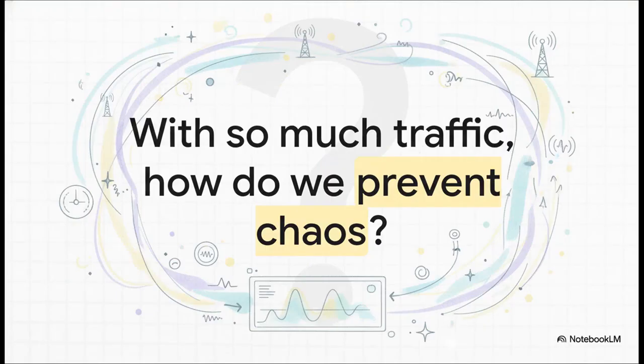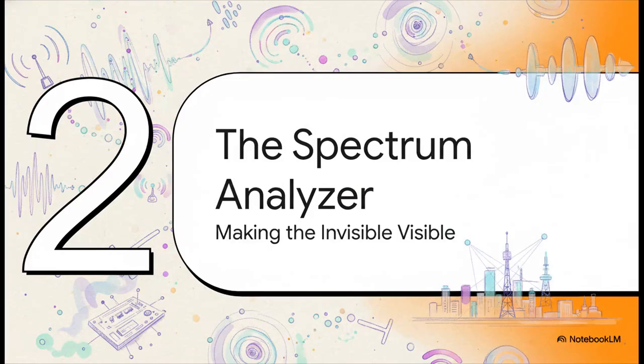So, that leads us to the big question, doesn't it? With all this insane amount of traffic, how on earth do we keep all these signals from just crashing into each other? How do you possibly maintain order in a world you can't even see? Well, the answer lies in this really remarkable piece of technology. This is the story of the spectrum analyzer. It's basically our magic window that makes the invisible visible and lets engineers actually manage this whole wireless world.